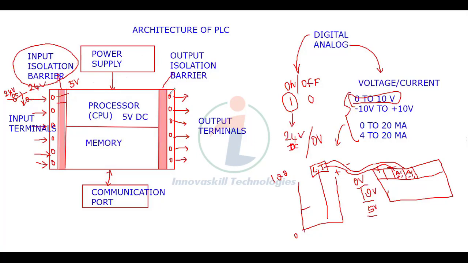In the same way, there is an output side isolation barrier. The processor again gives 5 volt, and that 5 volt is converted to 24 volt in the output side isolation barrier. So how is that happening? What is present inside that isolation barrier? That we will discuss now.